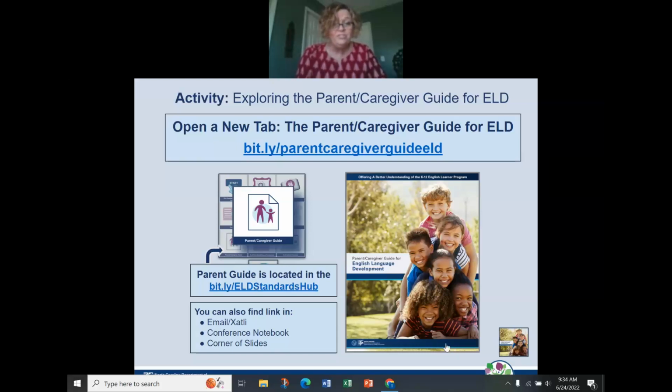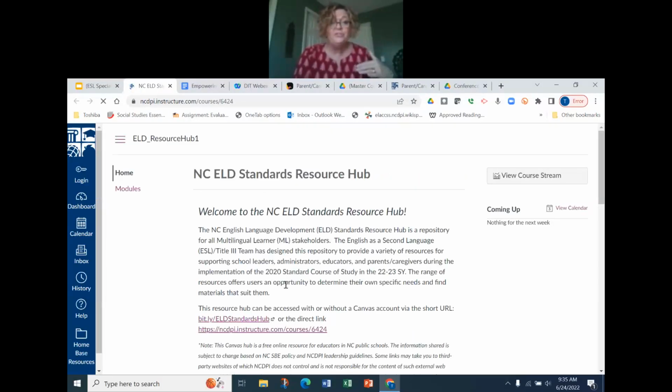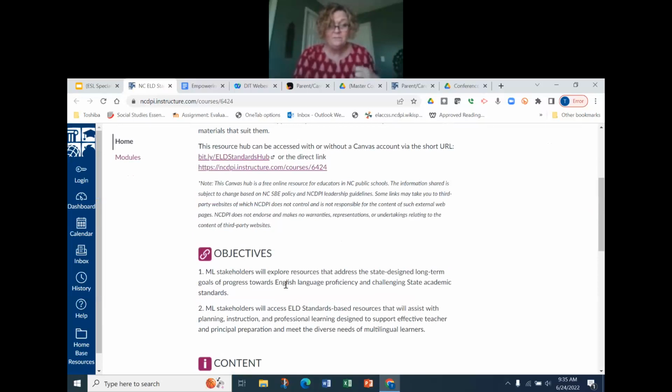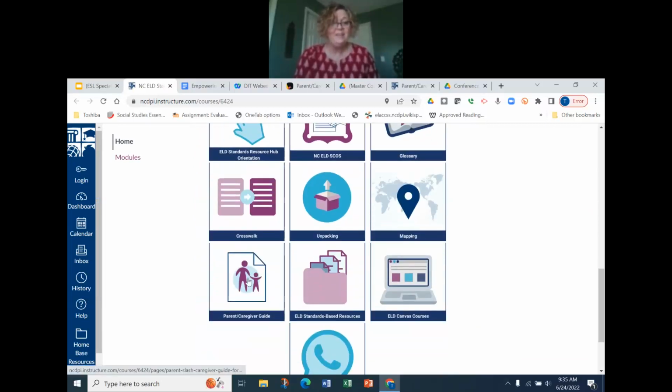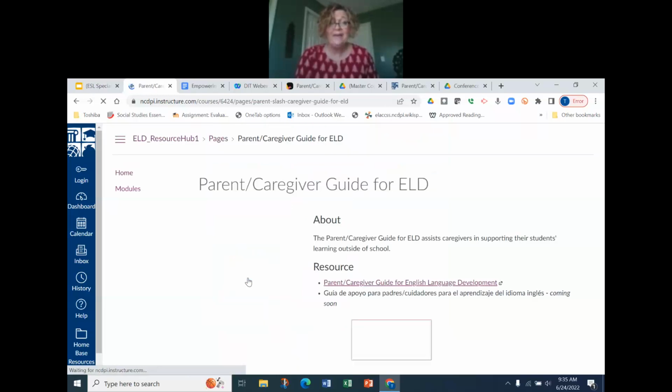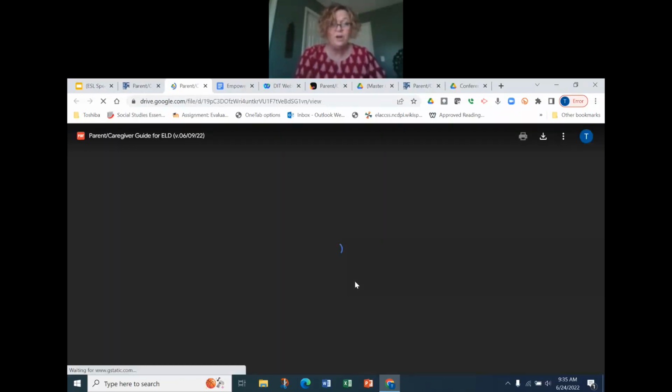And we did want you to know that the guide is located with your other ELD documents in the ELD Standards hub that you've seen all week. You just go to your hub, the hub link is there. Scroll down the home page until you get to the collection of ELD documents, and you just click the Parent Caregiver Guide image, and it will take you to the Parent Caregiver Guide page in the hub. You want to always go to the link for the guide from the hub so that the guide that you open will be the latest updated version with all the revisions.